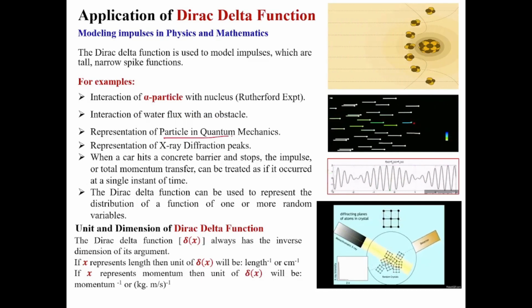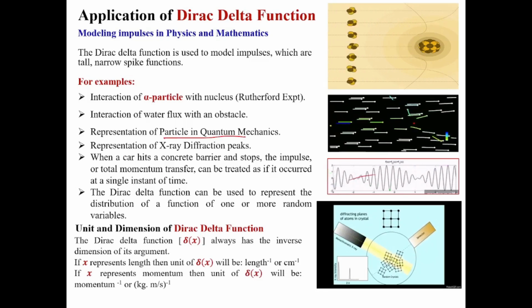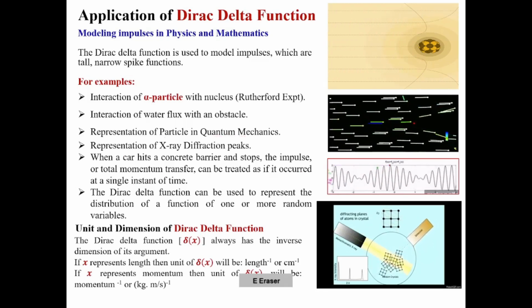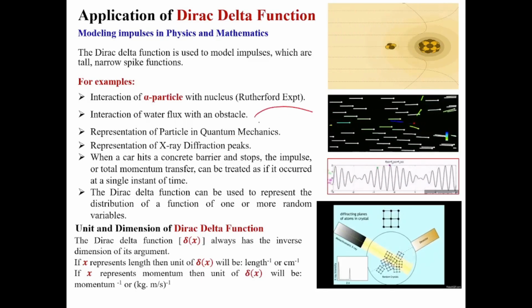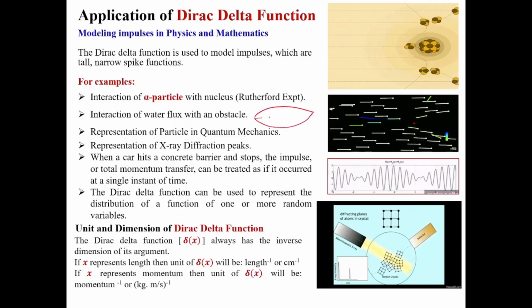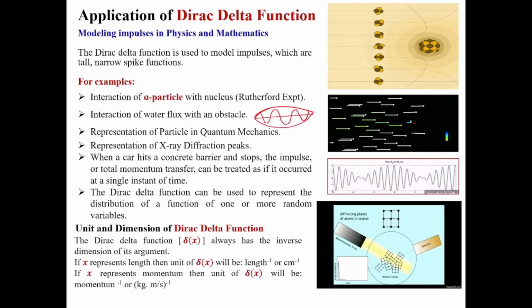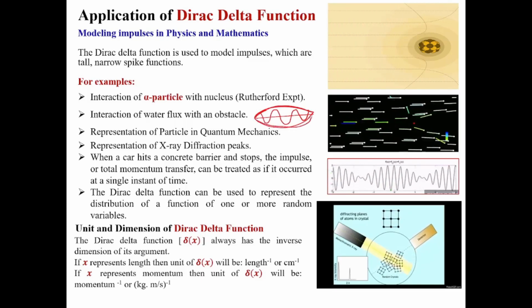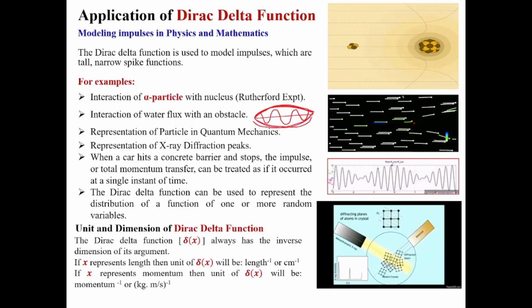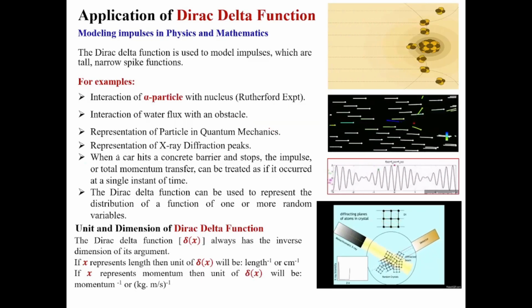Representation of a particle in quantum mechanics. Here you can see this is the particle. This envelope is your particle moving with a velocity, that is your group velocity, we know. And this envelope looks like a Gaussian wave function. The upper portion is a Gaussian wave function, the lower part also a Gaussian wave function. So this envelope, or the particle of quantum mechanics, also can be represented by the Dirac delta function.